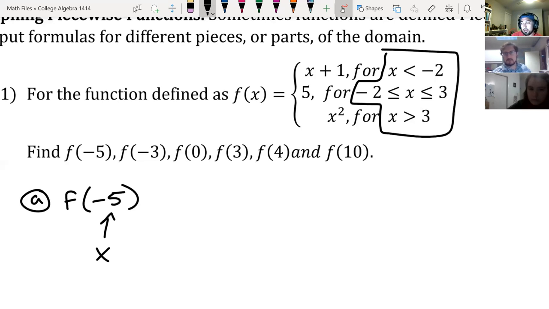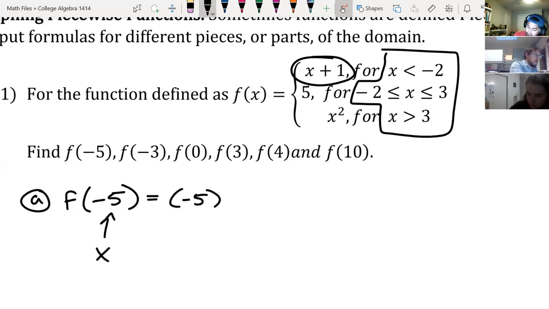So we want to know, which restriction does this x value fit in? X is less than negative 2. Negative 5 is less than negative 2. So this fits in the first restriction, which means we get to use the output of x plus 1. So what number will you plug in for x? Negative 5. That's it. So this becomes negative 5 plus 1, which gives me negative 4. Everybody good with that?